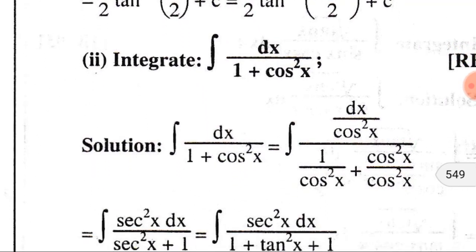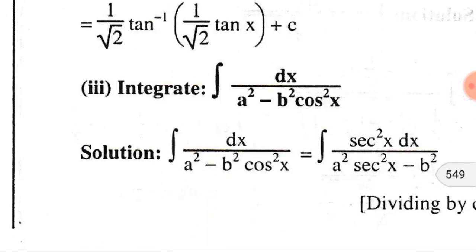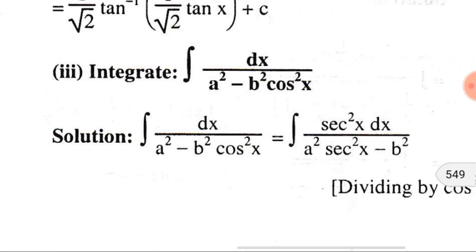Similarly, the second problem, that means integration dx divided by 1 plus cos square x, can be done. Here the third integral is the integration dx divided by a square minus b square cos square x. It also can be done by the previous method.